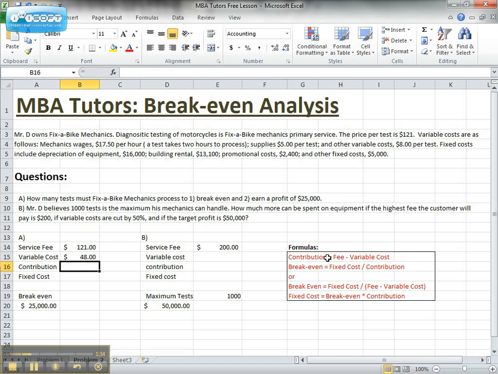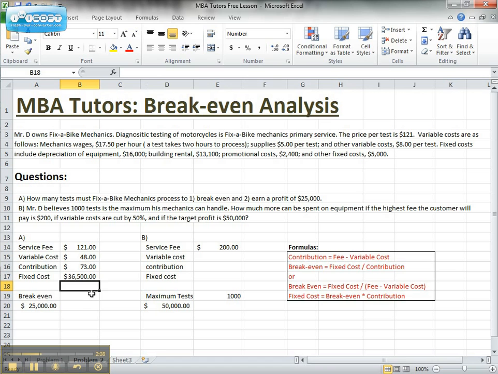You can see here that our contribution equals our fee minus variable cost. So let's enter equals our fee, which is this, minus, and you see variable cost is cell B15. I can even type it in, B15, and hit enter, and you see our contribution is 73. Now our fixed cost, if you remember, equals $16,000 for depreciation of equipment, $13,100 lease, $2,400 promotional, $5,000 other.